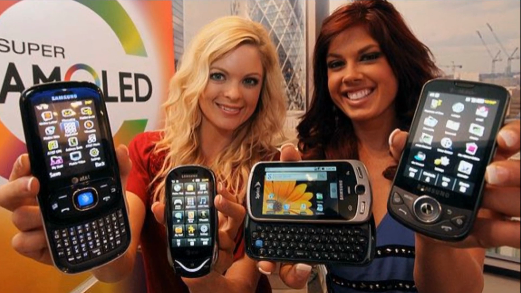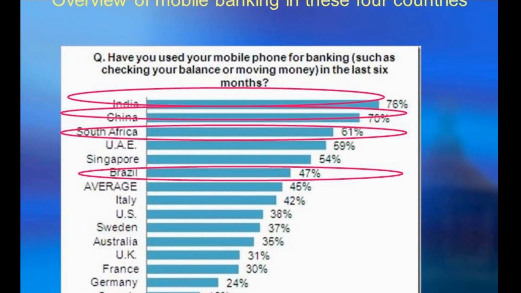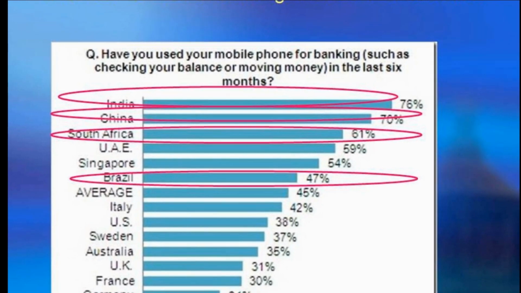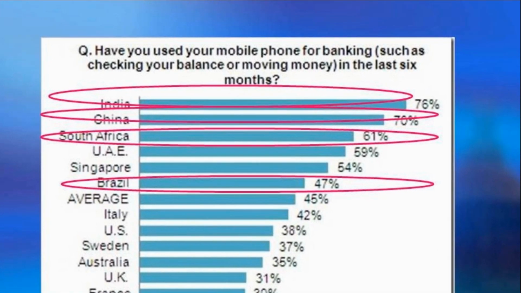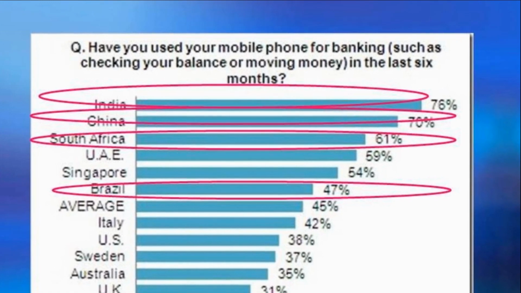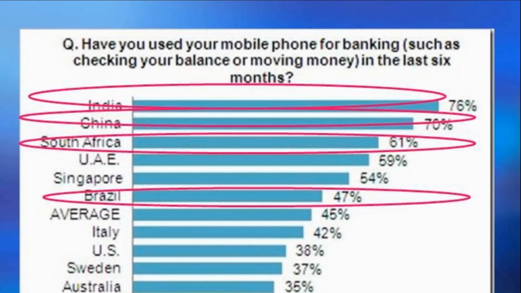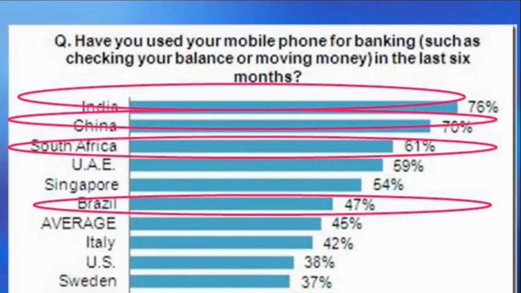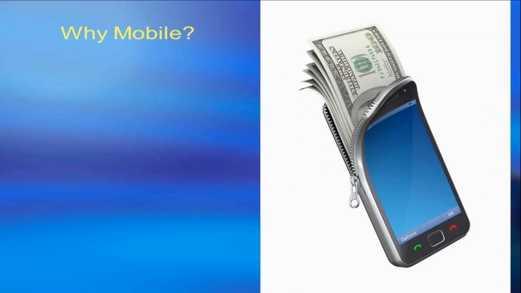Since the mobile phone penetration is high, some countries use cell phones as bank accounts. Those 4 countries are in the top 10 for percentage of population using mobile banking in the past 6 months, and they are all developing countries. So it might help us understand how mobile banking can eliminate poverty. Why mobile? Mobile devices reduce costs by 50 to 70%, making it possible to provide financial inclusion to vast populations.